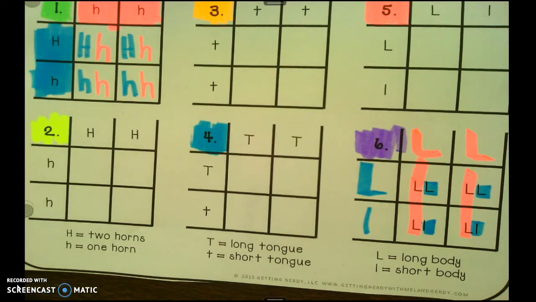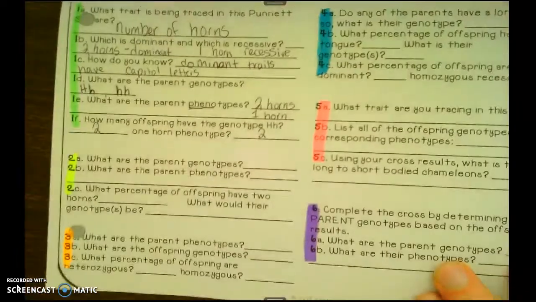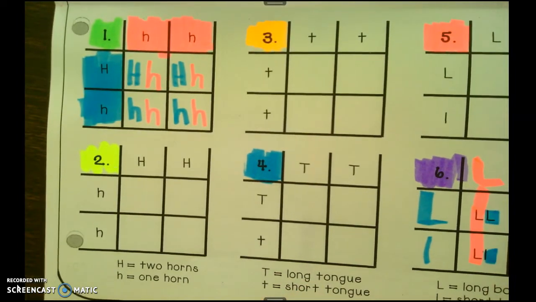There's one more video that I'm going to show that talks a little bit more about the genotypic and phenotypic ratio. So once you finish this worksheet, once you finish answering the questions, you're going to go on to part 3 of this Punnett square instruction.